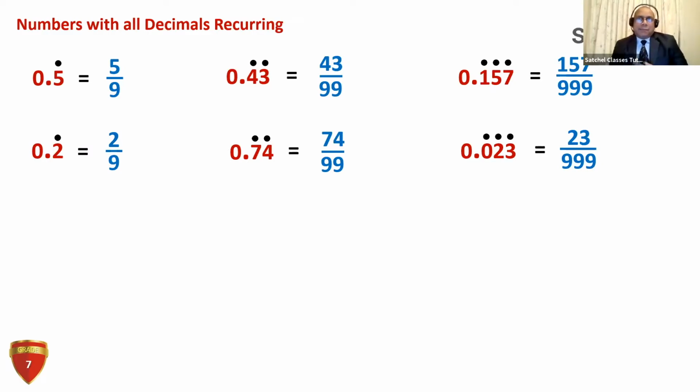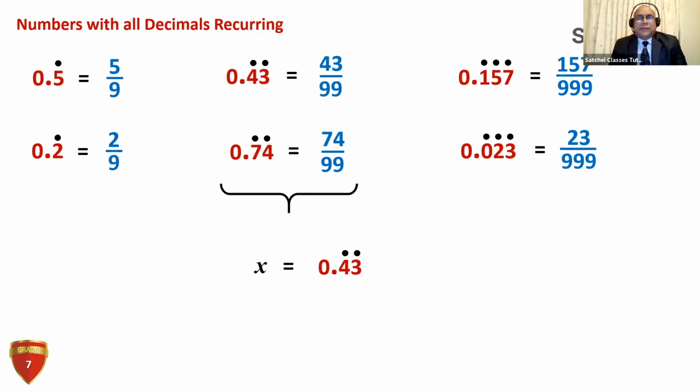So let's understand a different method of solving this, so that we can always convert any other format of recurring decimals into a fraction, even if not all the digits are recurring. Let's look at the method. Let's try and convert 0.43 recurring into a fraction.